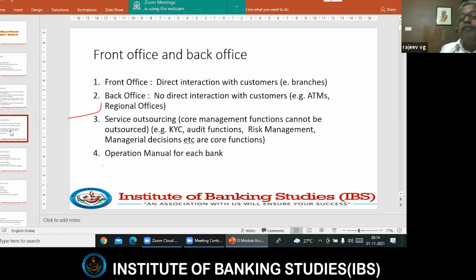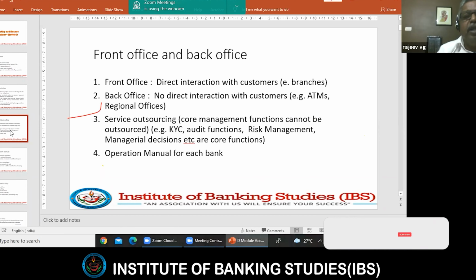Front office, what is the function? That can be a question. It's a simple question: direct interaction with the customers. That is most branches. Back office is no direct interaction with the customer. Actually, this front office and back office terminology has come from the brick and mortar branches, no? That physical structure of the branches. Even in a branch, in earlier days, the front side was for the customers, and the back side was mostly for the other related work.